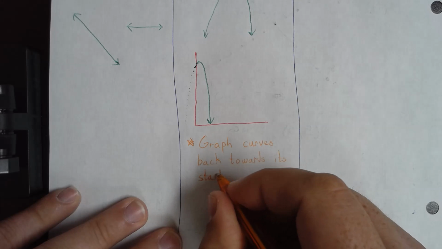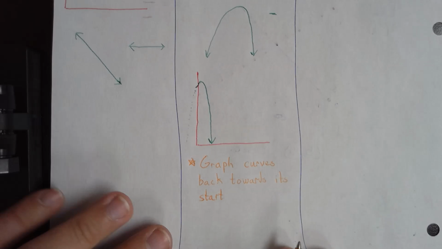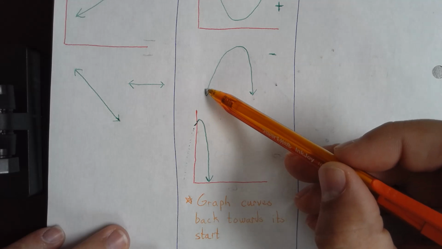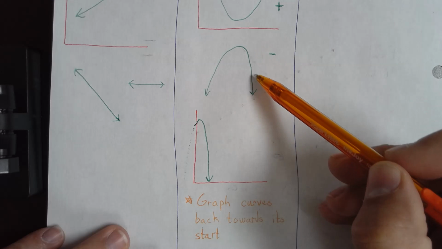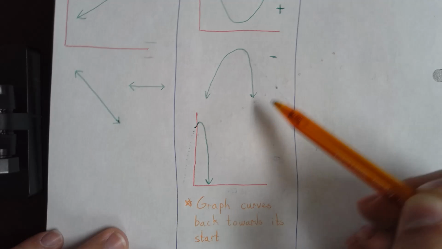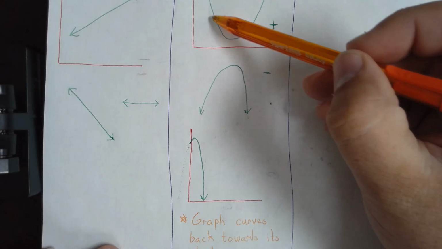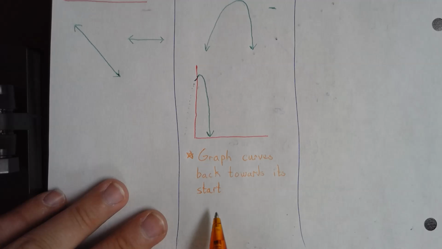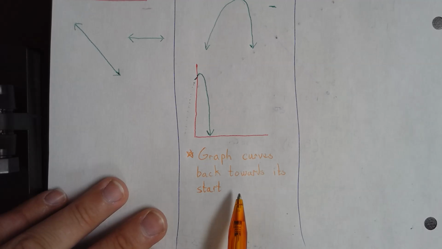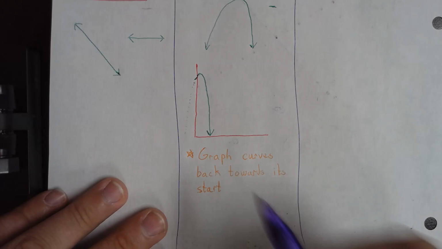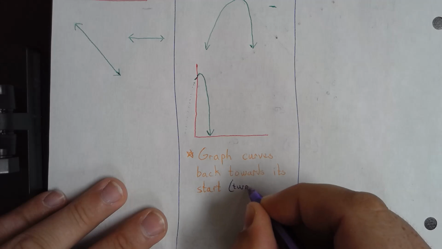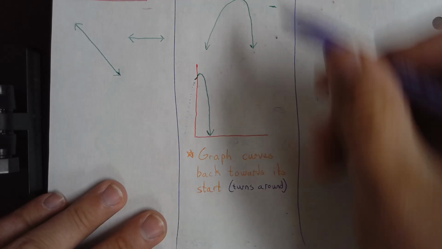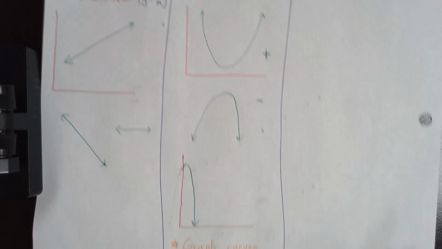So what do we mean by that? With these graphs, if we're starting from left to right, starting low, coming up high, it's going to curve back down low. Same way with the top one here. It started out high, we came down, and then curved back up. So the graph curves back towards its start. In other words, if it helps you think of it, it turns around, or makes a U-turn. Okay?